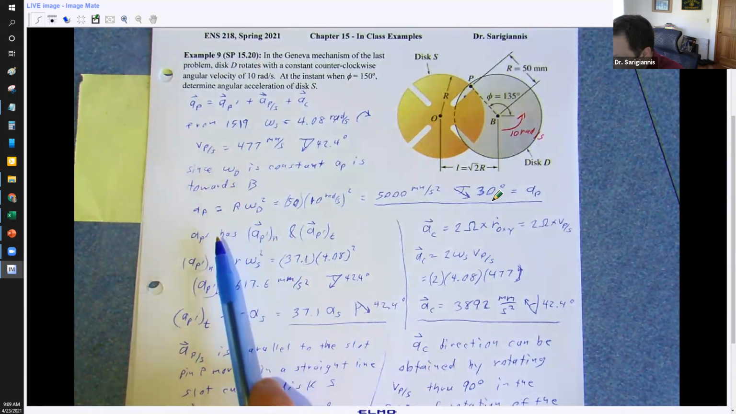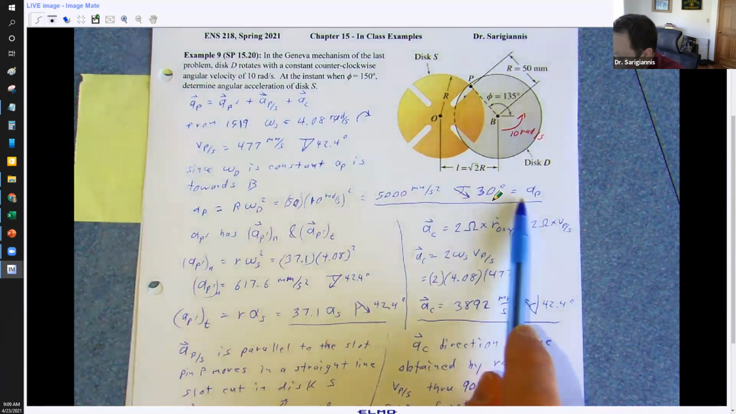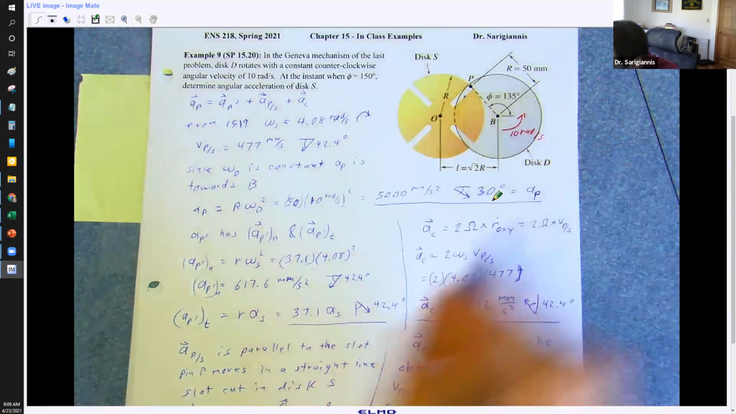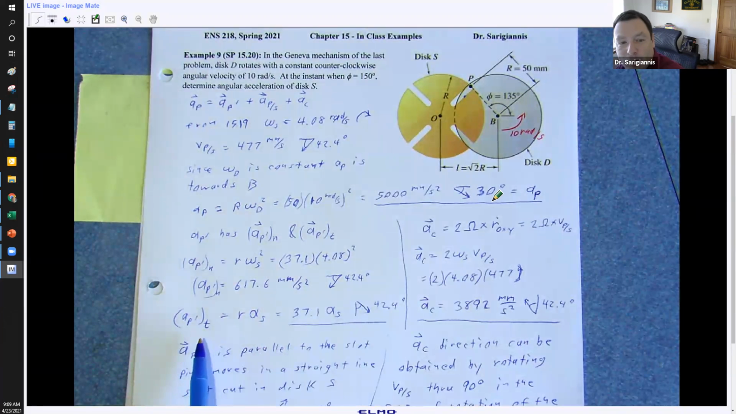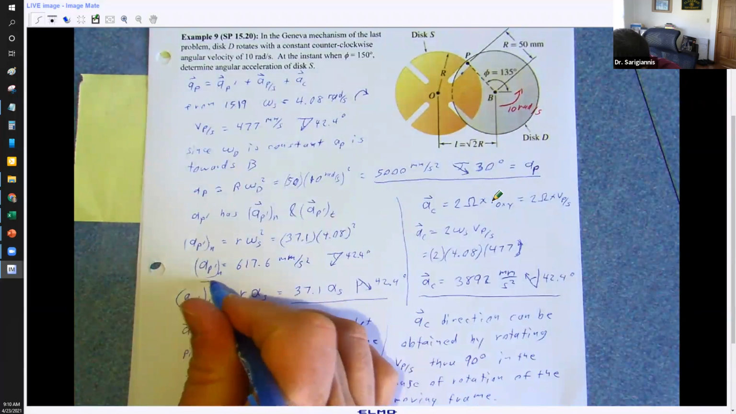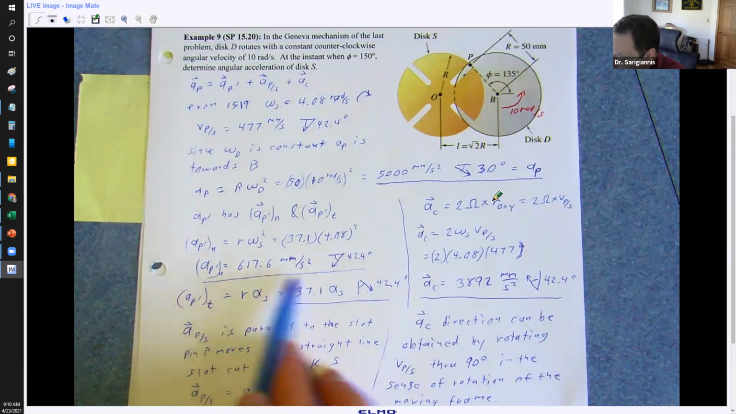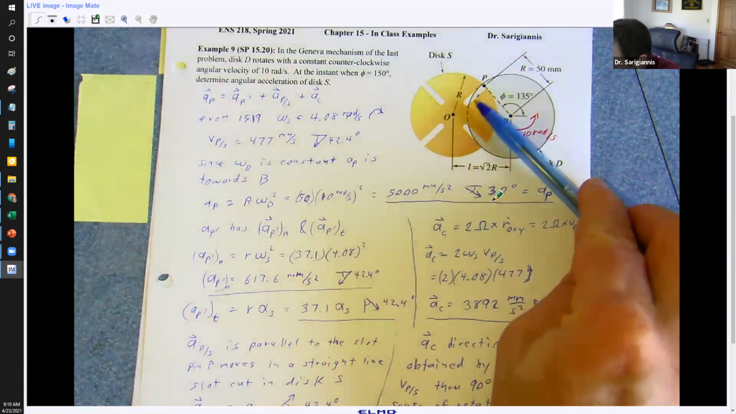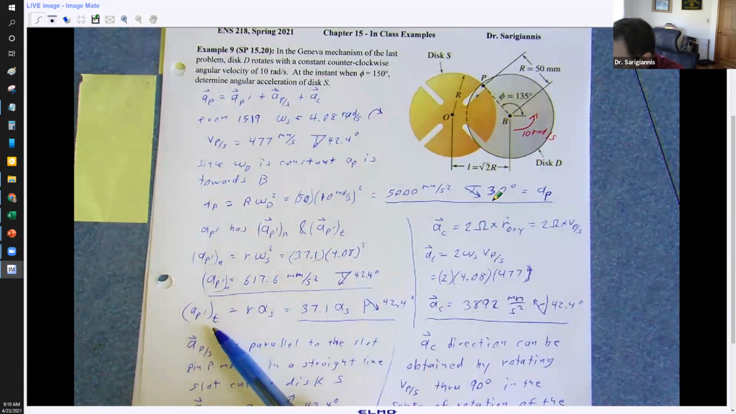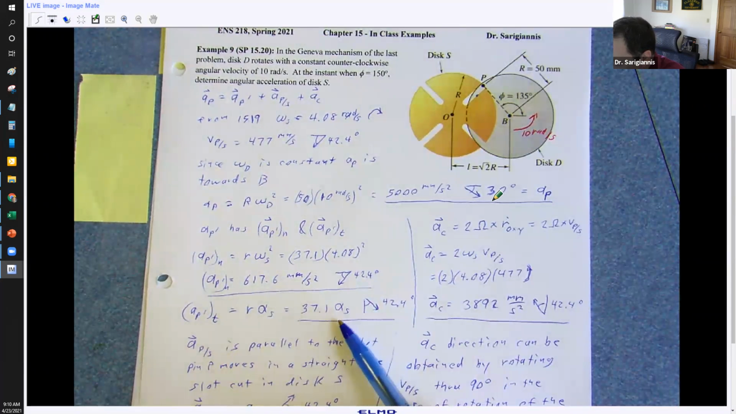Let's see. Oh, yeah, so we found A of P. And we found A of P prime tangent, and the normal component, oh, here's the normal component. I didn't underline that. The normal component, A of P prime normal, is in this direction here, 42.4 degrees. And then the tangential is obviously 90 degrees to that. And this contains the angular acceleration of S, which we don't know. We just know the multiplier for it.